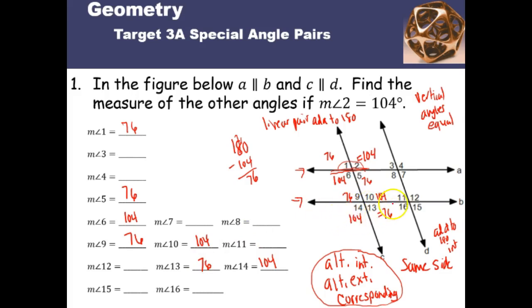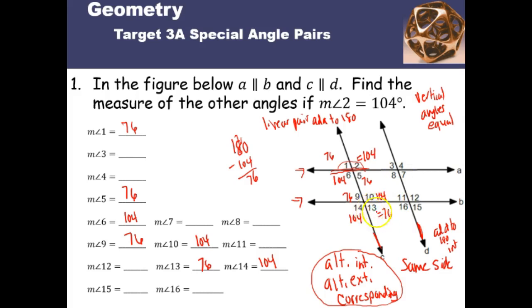Okay. Now I have to jump from this line right here to this line right here. And these lines are again parallel, so I can make the jump. And I'm going to make the jump by using either alternate interior or alternate exterior or corresponding. So this time I'll do corresponding.